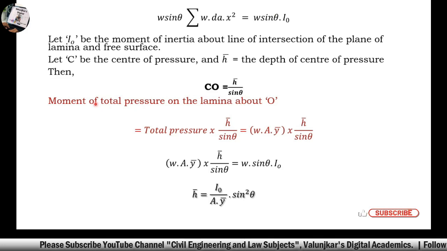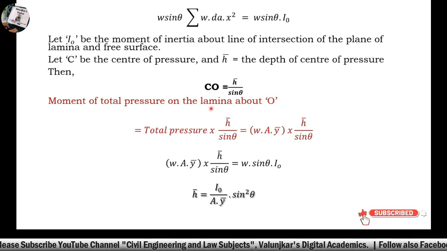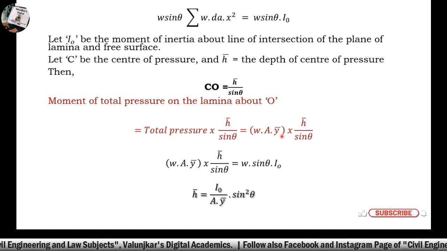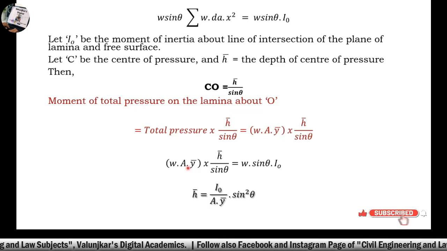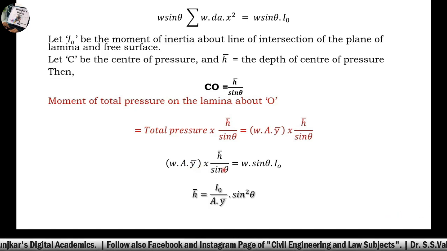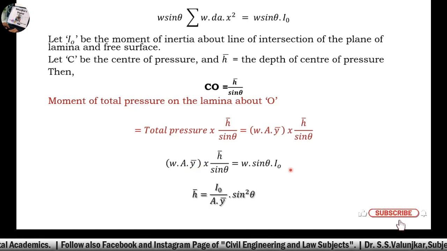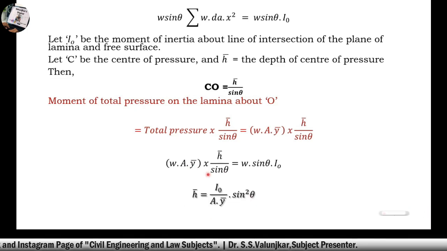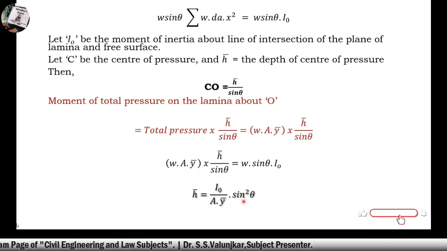The moment of the total pressure on the lamina about O is equal to total pressure into H bar upon sine theta. So that is W A Y bar into H bar upon sine theta. Equating, W sine theta I0 equals W A Y bar H bar upon sine theta, so H bar is equal to I0 upon A Y bar sine square theta.